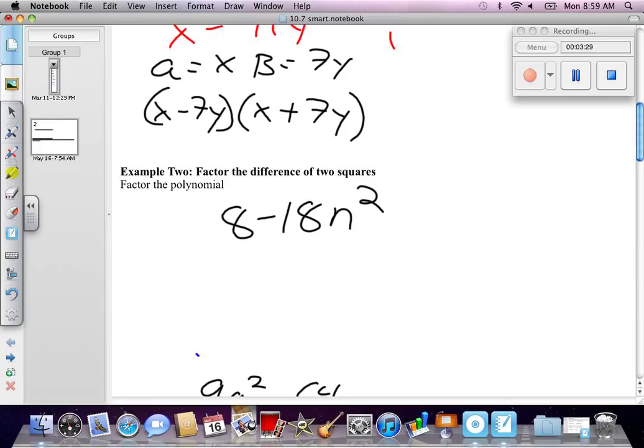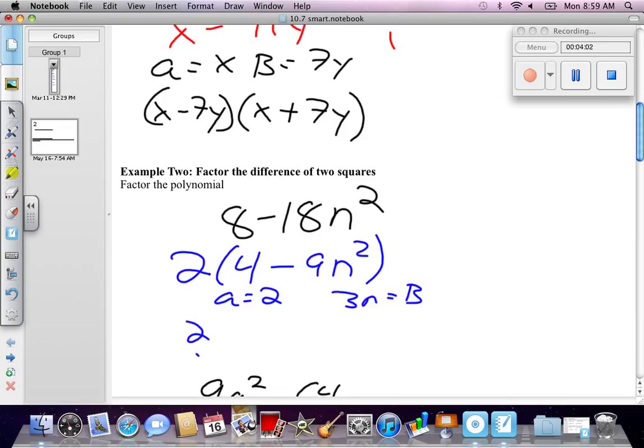6 doesn't go into 8 evenly. What about 4? 4 doesn't go into 18 evenly, so it would be 2. So we get 2 times 4 minus 9n squared. Okay. So, Hyun, what's the square root of 4? 2. So that's my a. Justin, what's the square root of 9? 3. So you get 3n is your b. So it's 2 on the outside, and then we get 2 minus 3n times 2 plus 3n.